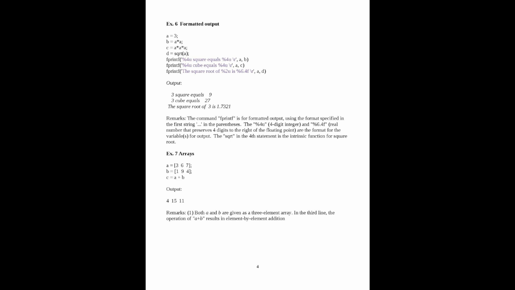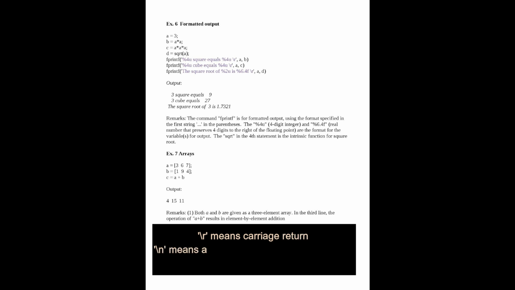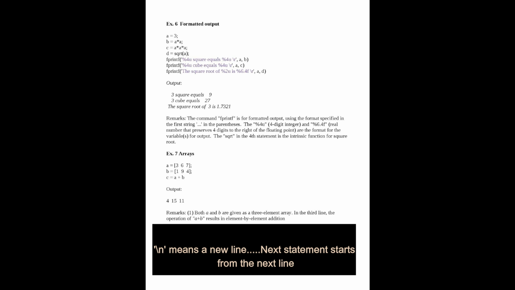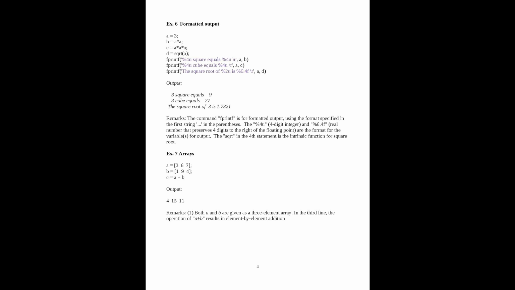So all these have semicolons, and fprintf has this specific format, like %u squared equals %u. Backslash r means it completes or ends the statement, comma a, comma b. %u means the output will be 3. %u means a, 3, equals b, which is 3 squared, so 9.